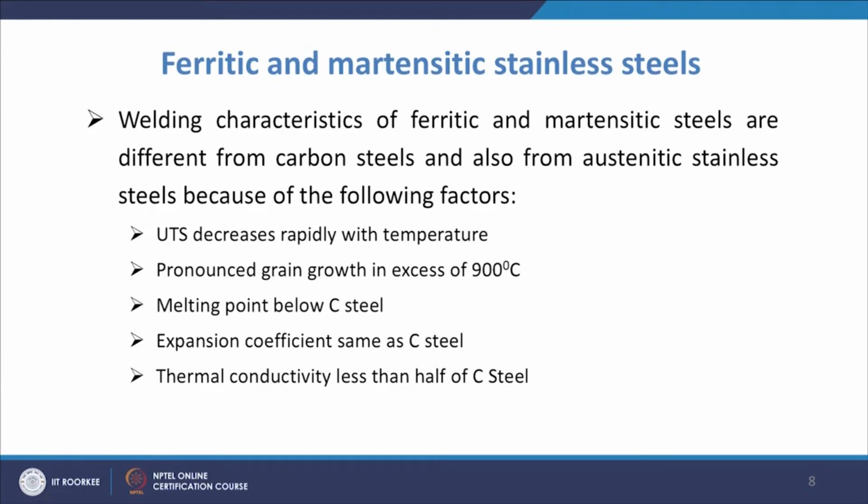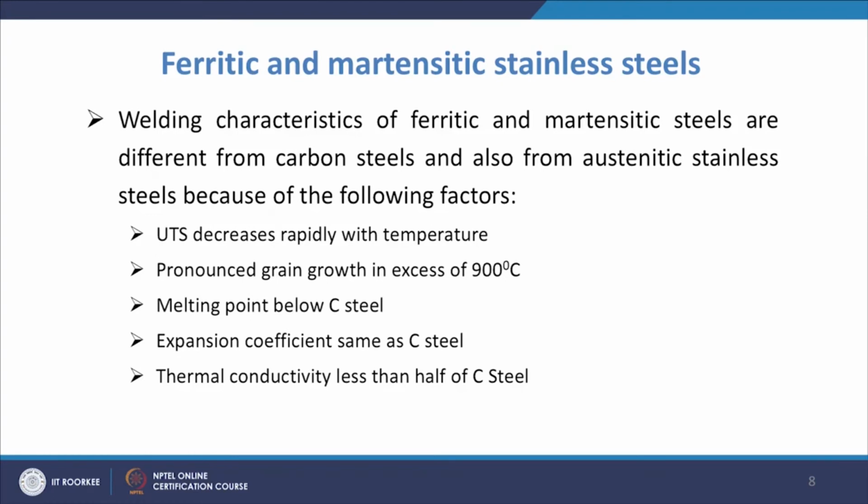Then the melting point is also below that of carbon steel, and the expansion coefficient of these steels is the same as carbon steel. So, here you see that for austenitic stainless steel the expansion coefficient is quite high, whereas for the ferritic and martensitic stainless steels the expansion coefficient is the same as that of carbon steel. And if you talk about the thermal conductivity of these steels, it is less than half of carbon steel.